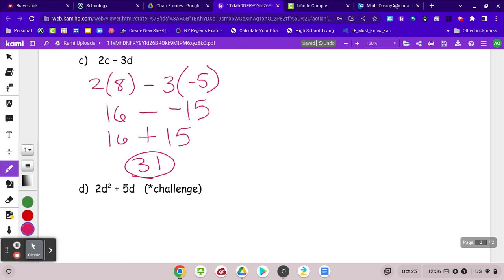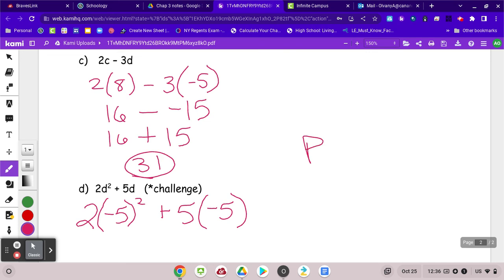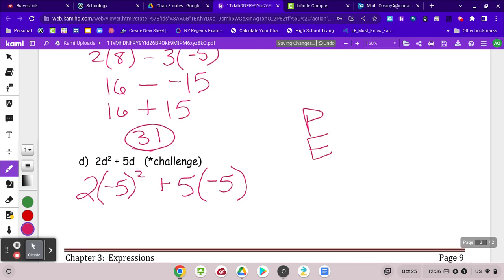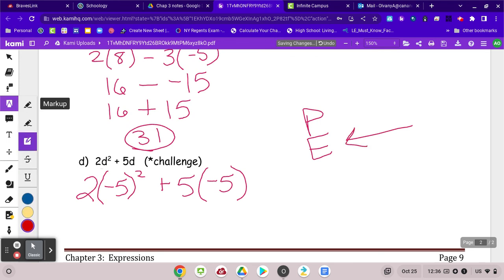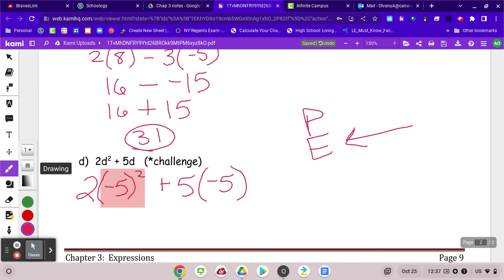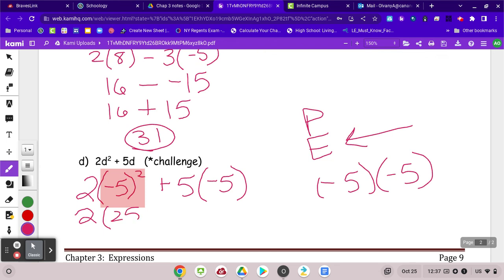Ooh, here's a challenge. D is negative 5. We're going to write 2 times negative 5 to the second power plus 5 times negative 5. Remember, parentheses means anything that's in the parentheses to do, which we don't have anything, and exponents is next. So here's what makes this a challenge. We have to do the exponent. That's raising negative 5 to the second power. The 2 is going to stay. Negative 5 times negative 5 is a positive 25.